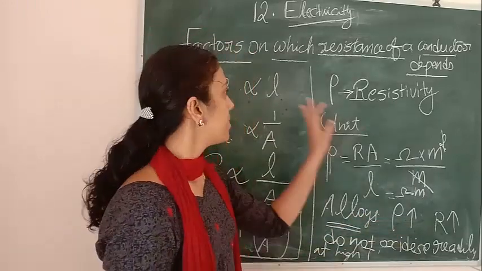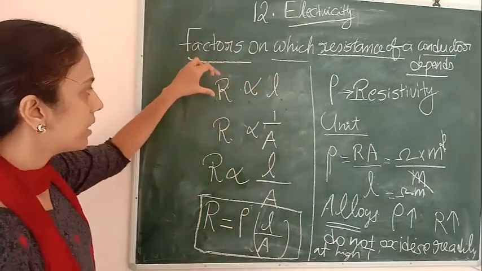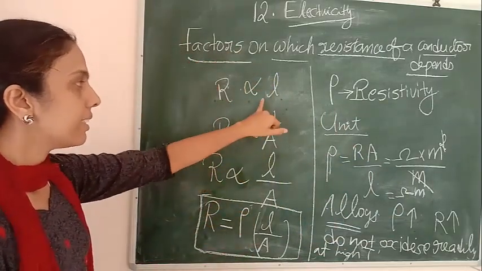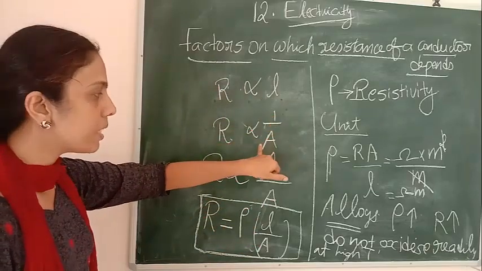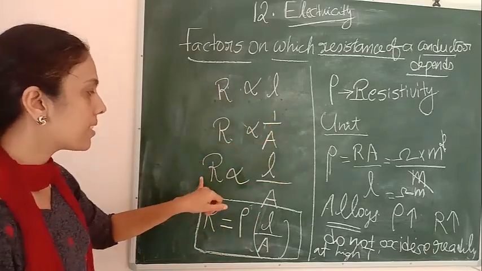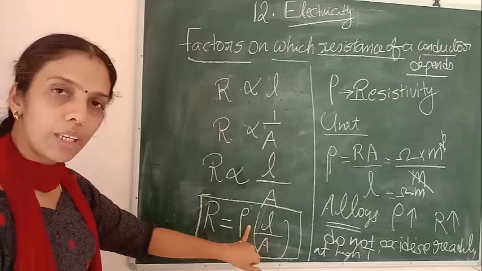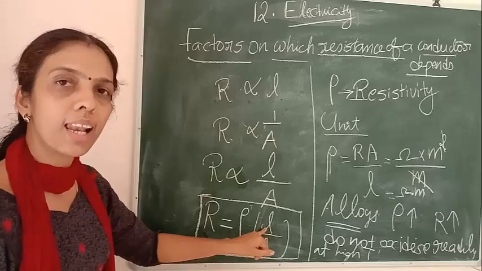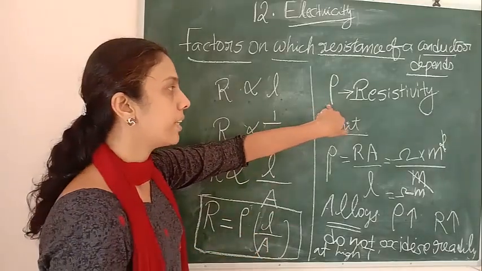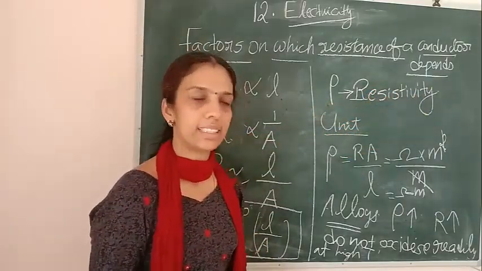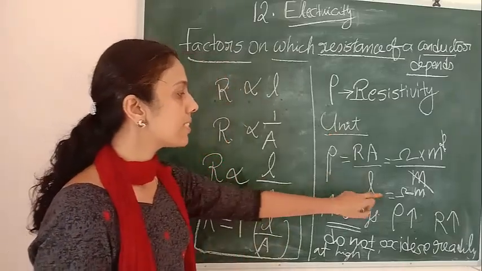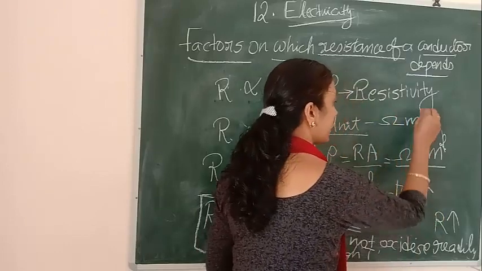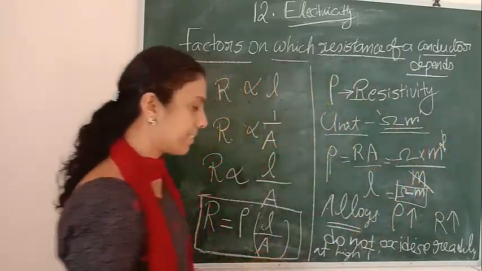Clear now? Okay. So today we learned about how resistance depends. Resistance depends on length, directly proportional to length, inversely proportional to area. So resistance is equal to resistivity into length by area, that is R equals rho L by A, where rho is called the resistivity of the material. What is the unit of resistivity? Ohm meter is the unit of resistivity.